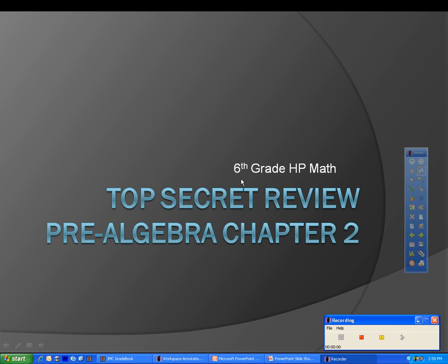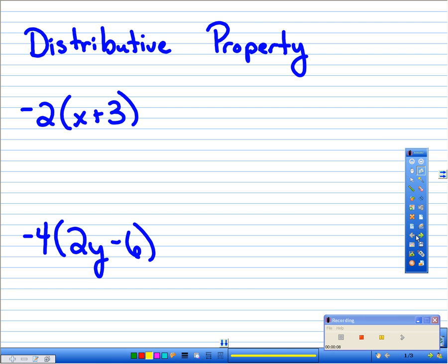We're going to go over a review for Chapter 2, Pre-Algebra, for the test tomorrow. So let's start off with two problems. The two problems we're going to look at use the distributive property.